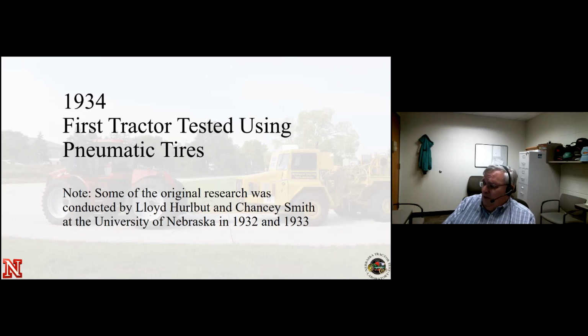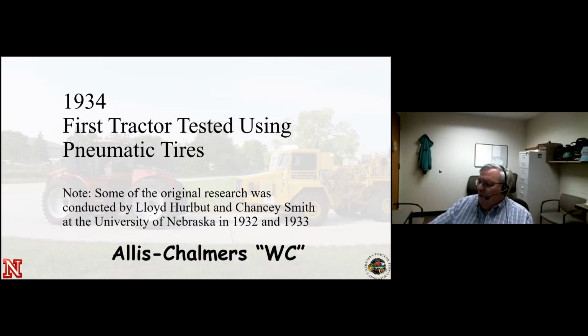As a graduate student in the early 1930s, he worked with Chauncey Smith, who had been around tractor testing from the time it began until he retired in the 50s, to conduct steel versus pneumatic tire testing. But we didn't actually see it factory installed until 1934, and that was on an Allis-Chalmers WC.